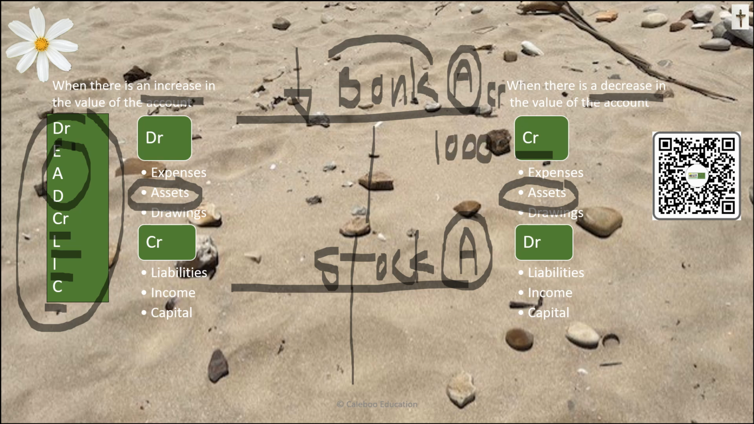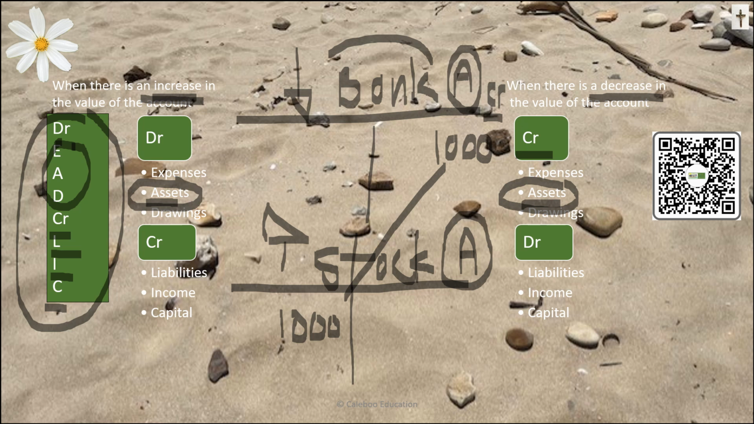Bank's an asset, a decrease in assets. The rule says a decrease in the value of the account, credit assets. So the entry was recorded on the credit side. That is the credit part of the entry. The debit: what happened to the value of the stock on hand? It increased, and an increase in assets must get debited. 1,000. And what do you know? Your credits equal your debits.